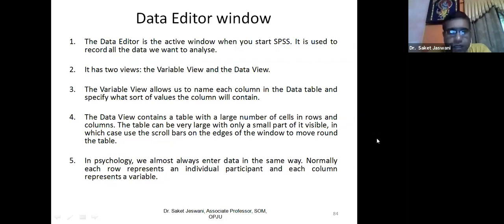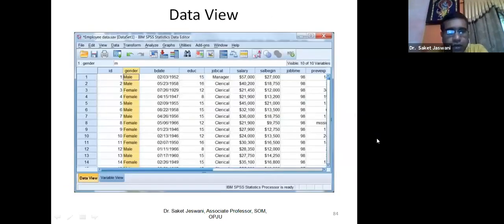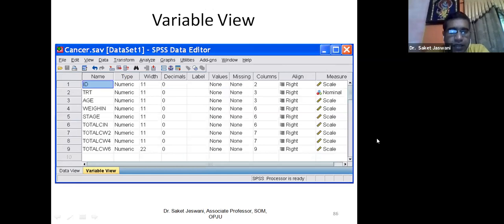See, this is the data view. You can see the data. The first column is ID, that is serial number, then gender, birth date, education, job category, salary. In the next tab, there is the variable view. This variable view will categorize, correct and define the characteristics of the data. The first one is ID, the first column in the data view. Here for ID, the type is numeric with width 11. There are 0 decimals, values none, missing none, columns 2. Measurement is scale, nominal, you can see here.